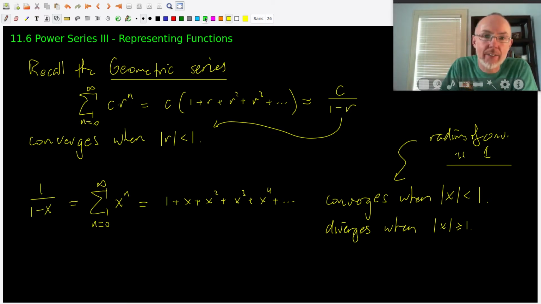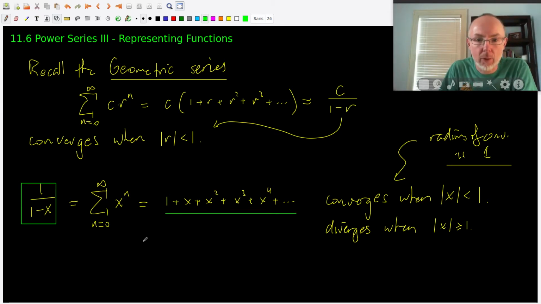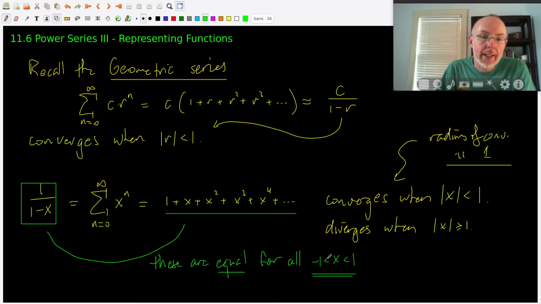So we've actually found a way to represent this function as a power series, right? This power series and this function will provide the same value as long as the absolute value of x is less than 1. In other words, those two things are equal when x is bigger than minus 1 and less than 1. This function is defined whenever x is not 1, right? It's defined at minus 5, and it's defined at 12, and it's defined at 100.